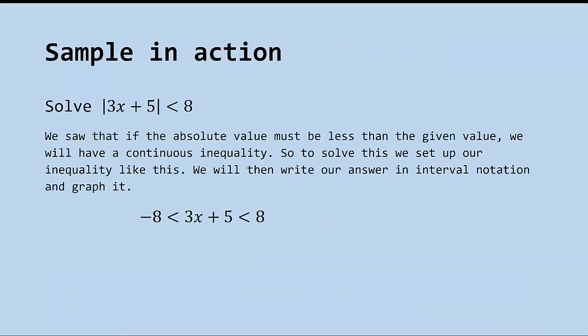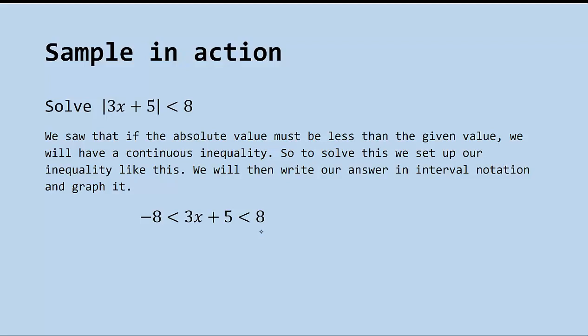Let's solve the absolute value of 3x plus 5 is less than 8. Now we saw that if the absolute value must be less than the given value, we will have a continuous inequality. So to solve this, we set up our inequality like this. Negative 8 is less than 3x plus 5 is less than positive 8.